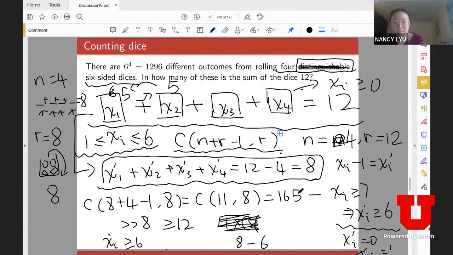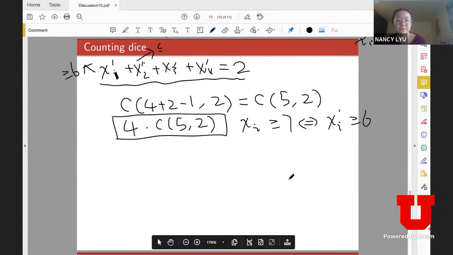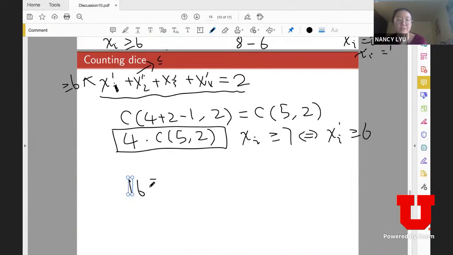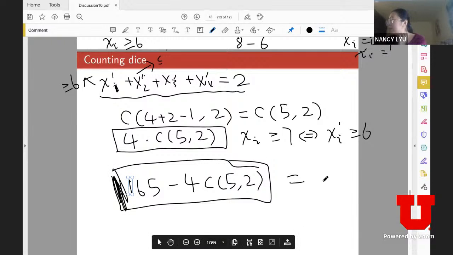Okay, the 165 here, minus this. So you would do 165 minus 4 times C5 choose 2. And this should be your final answer for this problem. And it should equal 125.